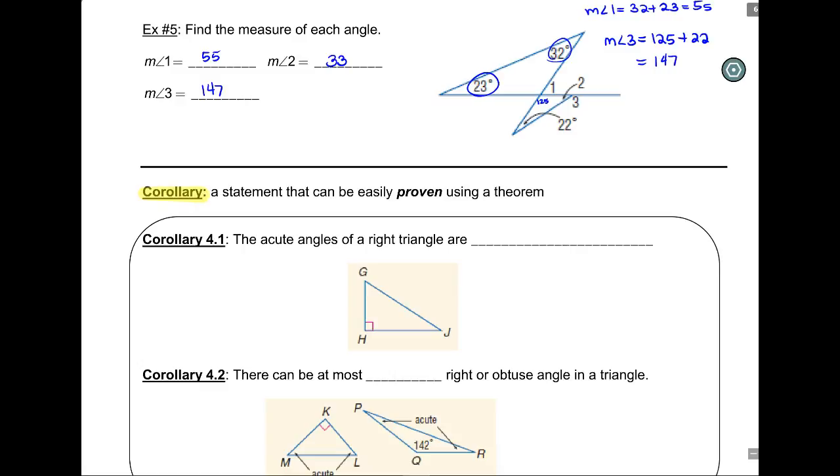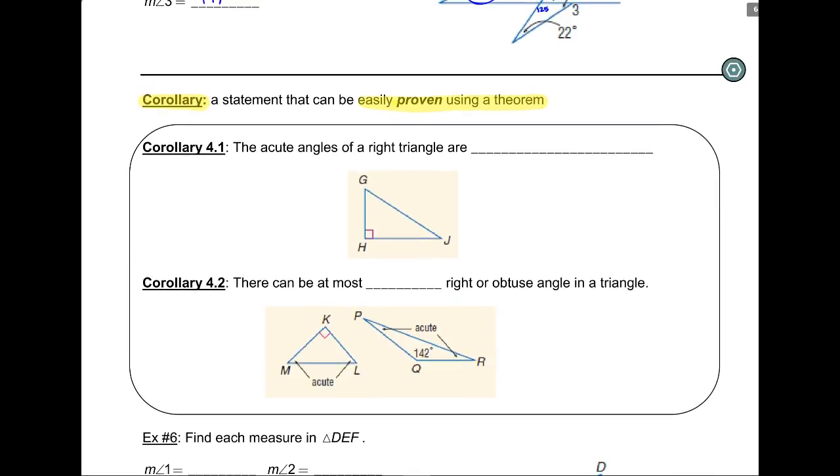Next, definition of a corollary. So a corollary is something following a theorem. So this is something that can be easily proven. So again, it's still something that we usually prove following a theorem, but generally in this class we're just going to give the corollary, and it usually makes sense because, for example, this corollary 4.1, the acute angles of a right triangle are what?